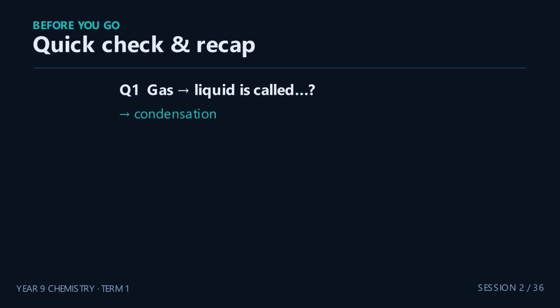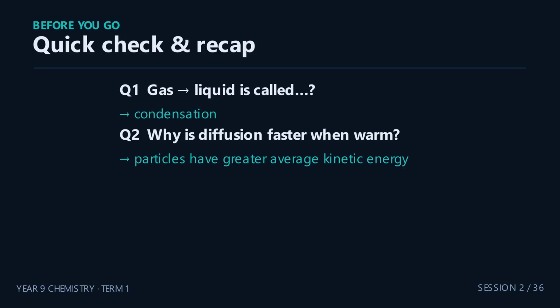Quick check. Question 1. What do we call the change from gas to liquid? Pause and answer. Condensation. Question 2. Why does diffusion speed up when it is warmer? Because the particles have greater average kinetic energy.